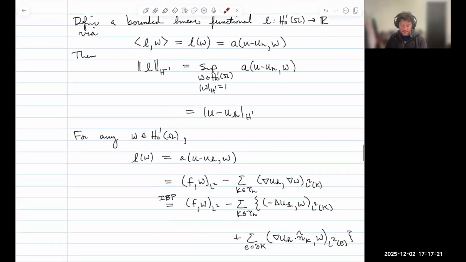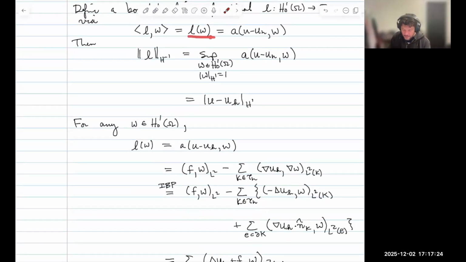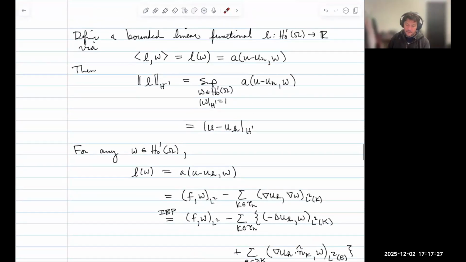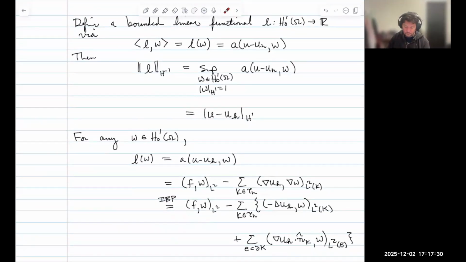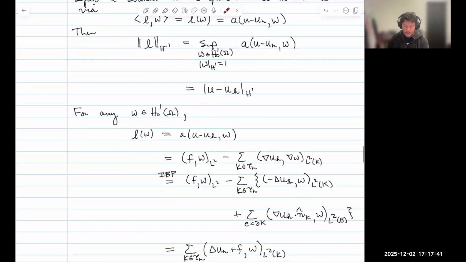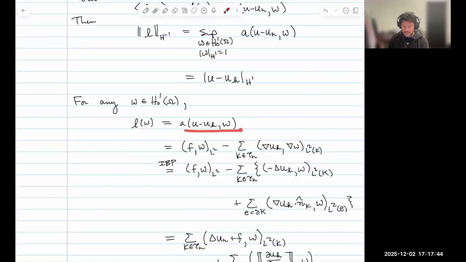So what we're going to do first is look at this bounded linear functional with a simple W over there. Then I'm going to change that in a moment to something else. So let W be an arbitrary element from H01. L of W by definition is this, and by definition, this is equal to A(u minus u_h, W). W is in H01, it's not a finite element function.